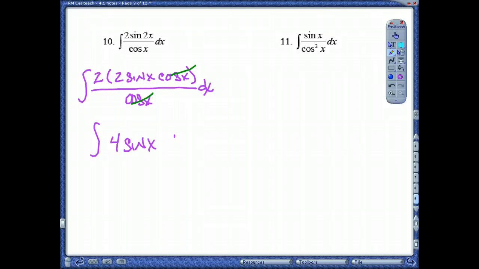Well, now it's a very pleasant problem. The integral of sine is negative cosine. The integral of 4 sine would be negative 4 cosine. It's a coefficient. Don't forget the plus c.